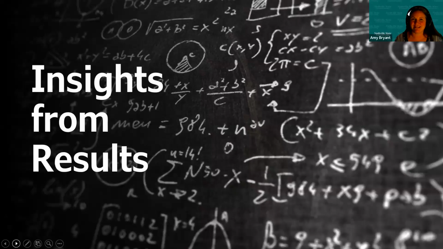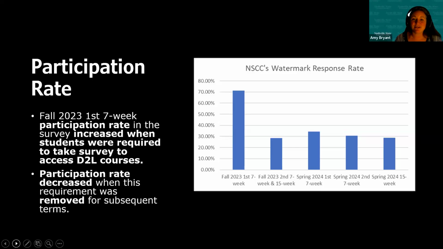So, insights, takeaways, things that we can think about. The first, as we've already mentioned, our participation rate. First 7 week was really strong. When students were required to take it, it went up. Participation then decreased when that was removed, but we also changed the dates, as Gracie pointed out. And so when we change the dates and timing of things, it can impact our data.